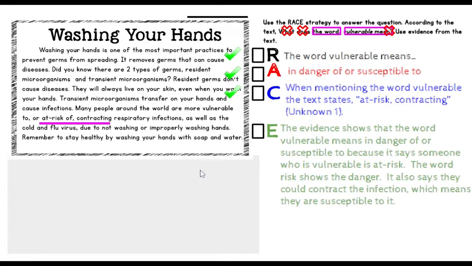So I'm going to use the evidence shows that the word vulnerable means in danger of or susceptible to, because it says someone who is vulnerable is at risk. The word risk shows the danger. It also says they could contract the infection, which means that they are susceptible to it. Now, notice that I used my question stem, the evidence shows, and because.